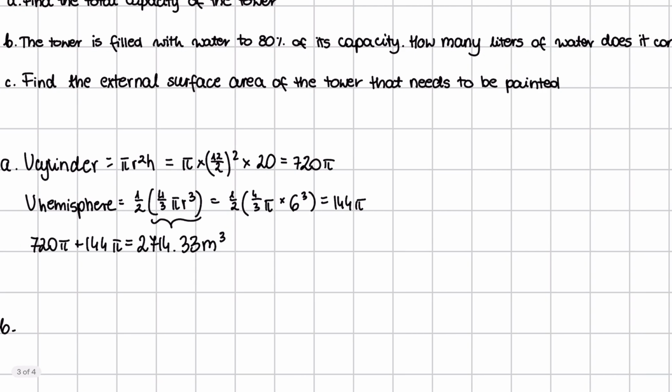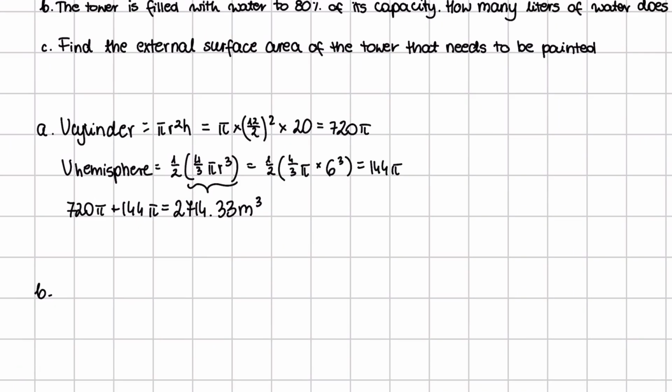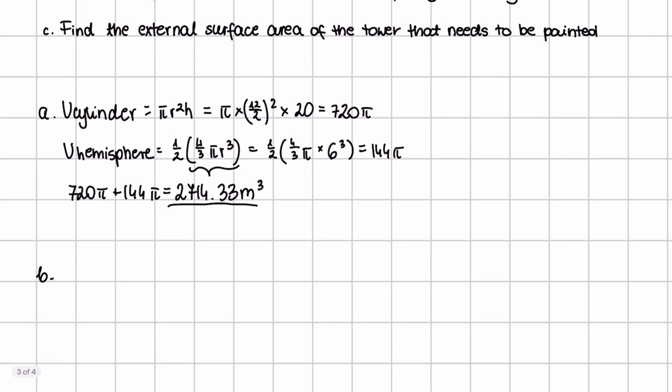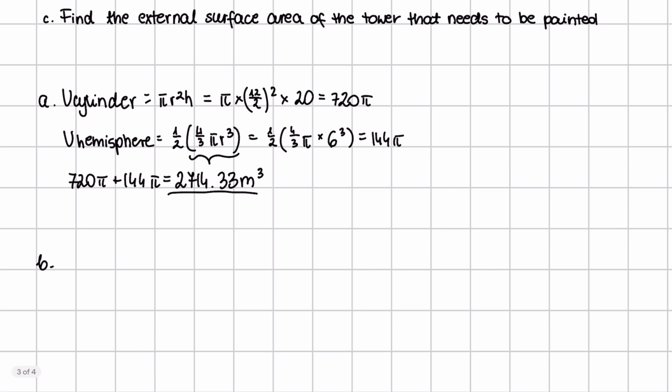How many liters of water does it contain? So our capacity that we found is our maximum capacity, so 100%. And we know that we're asked about how many liters of water. So let's firstly change our unit from cubic meters to liters. So we have to multiply our answer with 1000.